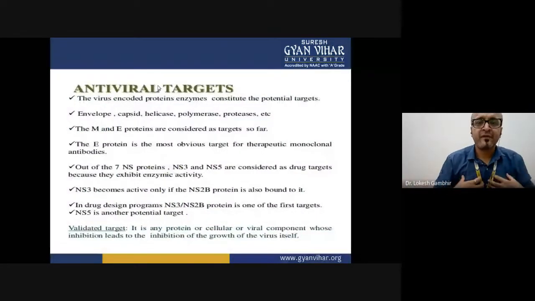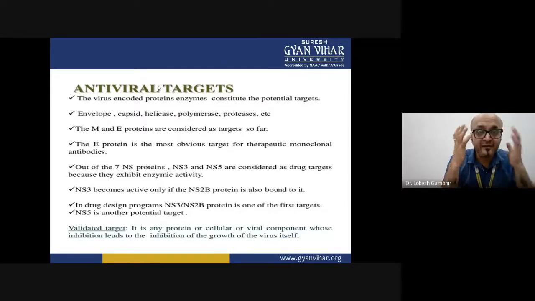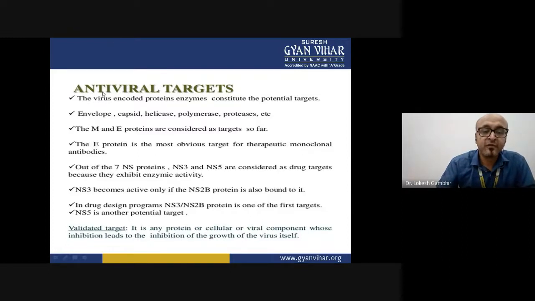So based on this understanding, what are the probable targets? If I am a virologist, a drug designer, an ethnopharmacologist or immunologist, what targets should I have in mind while designing or screening a putative antiviral compound? I told you in between the lectures also, I will be targeting the proteins which are coded by the virus, whether it is envelope, capsid, helicase or polymerase, whether it is M or E. Both can be used as a target. In fact, the E protein is an obvious target.